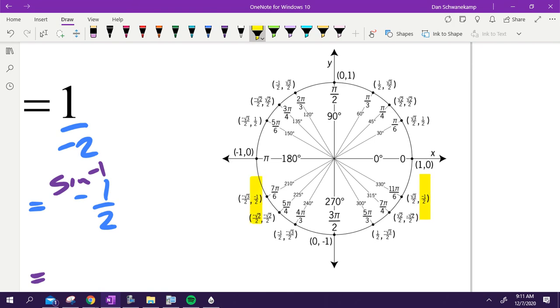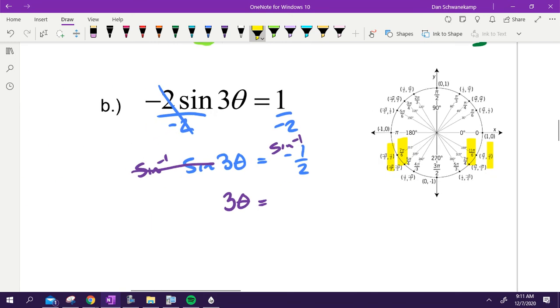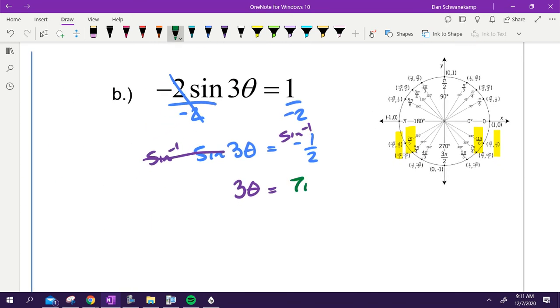When my y is negative 1/2. So 7 pi over 6 and 11 pi over 6. Everybody go with me till that point. 7 pi over 6 and 11 pi over 6. And that would be my answer if theta were by itself, but it's not. I got this 3 in front, and that 3 causes a lot of havoc.